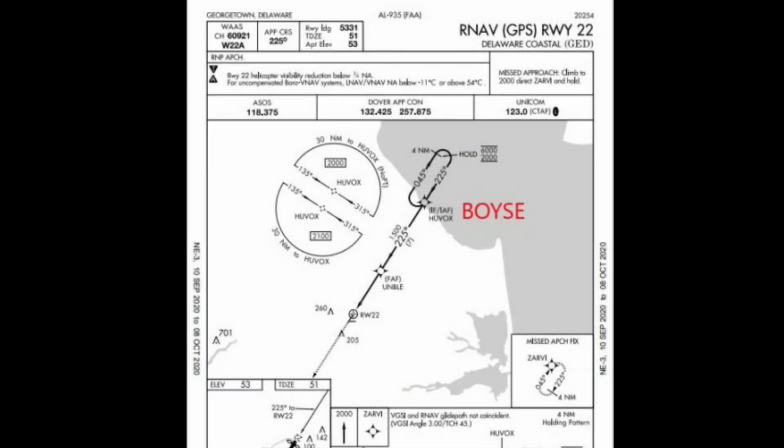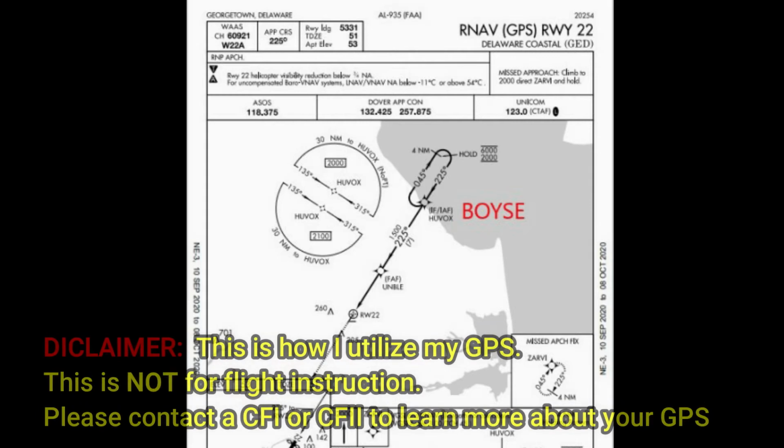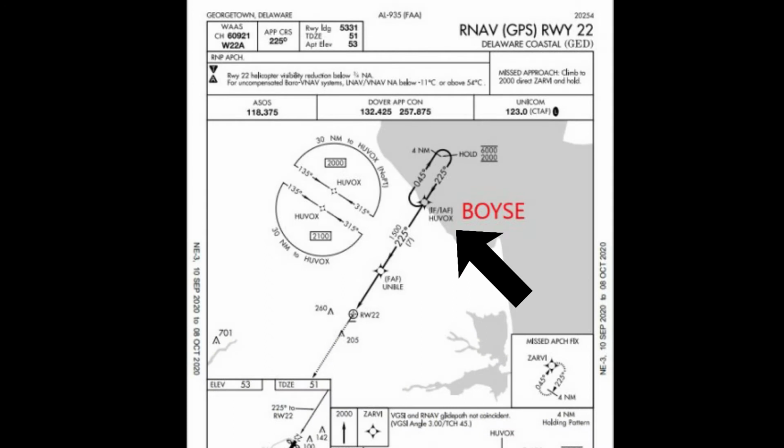It's all about the journey. A viewer asked a question about how to set up another approach after going missed. So here we are heading to Georgetown. We're going to fly direct Boise, the initial approach fix for the procedure turn. All right, let's work through this and see if what I do helps out.